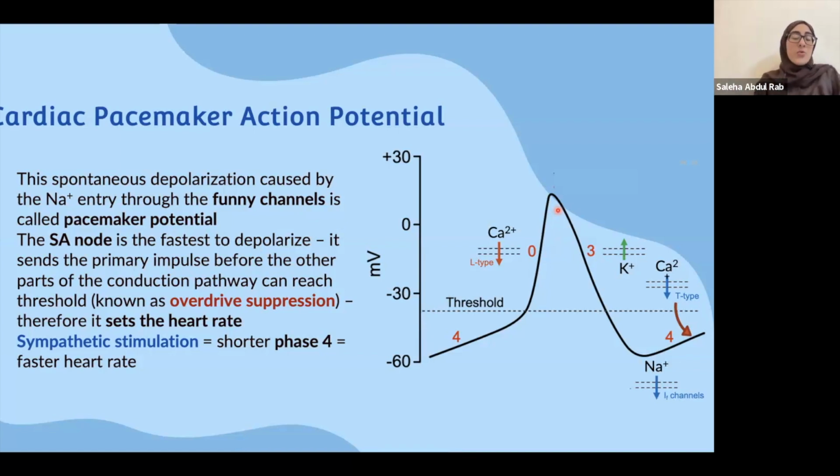This is known as overdrive suppression, and it's really important in, number 1, setting the heart rate, and number 2, preventing contractions from occurring on top of each other, okay? Preventing an arrhythmia, essentially, that's what this does.